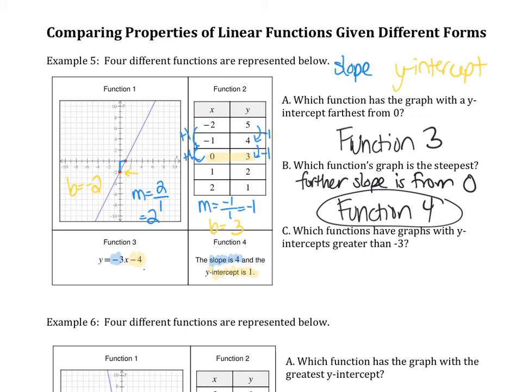Which functions have graphs with y-intercepts greater than -3? Well, that one's pretty easy to tell. Function 1 has a y-intercept that's greater than -3. Function 2 has a y-intercept that's greater than -3. Function 3 does not, and function 4 does. So it's 1, 2, and 4.